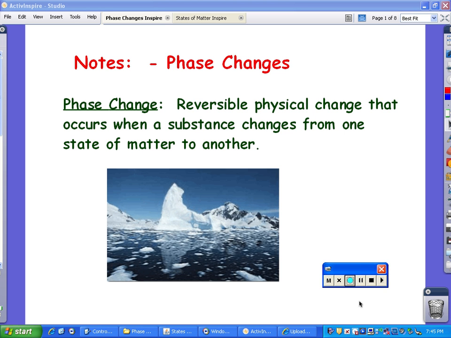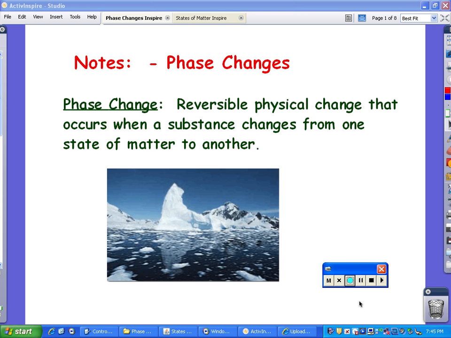Okay, welcome to the phase change notes review. I'm just going to briefly whip through these notes again, hopefully as another tool for you to review with for the matter test.